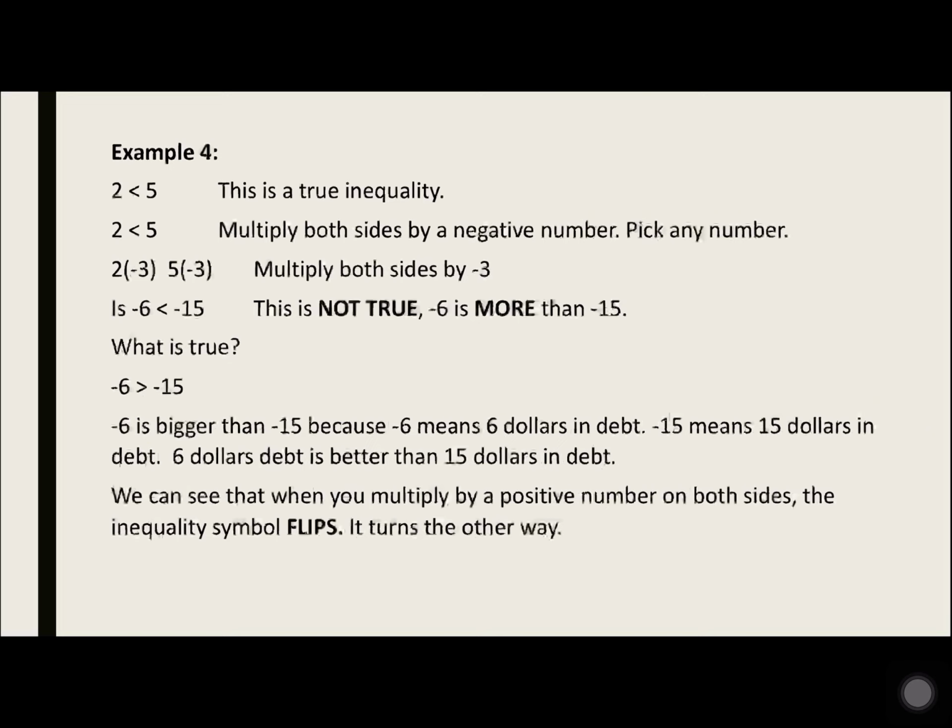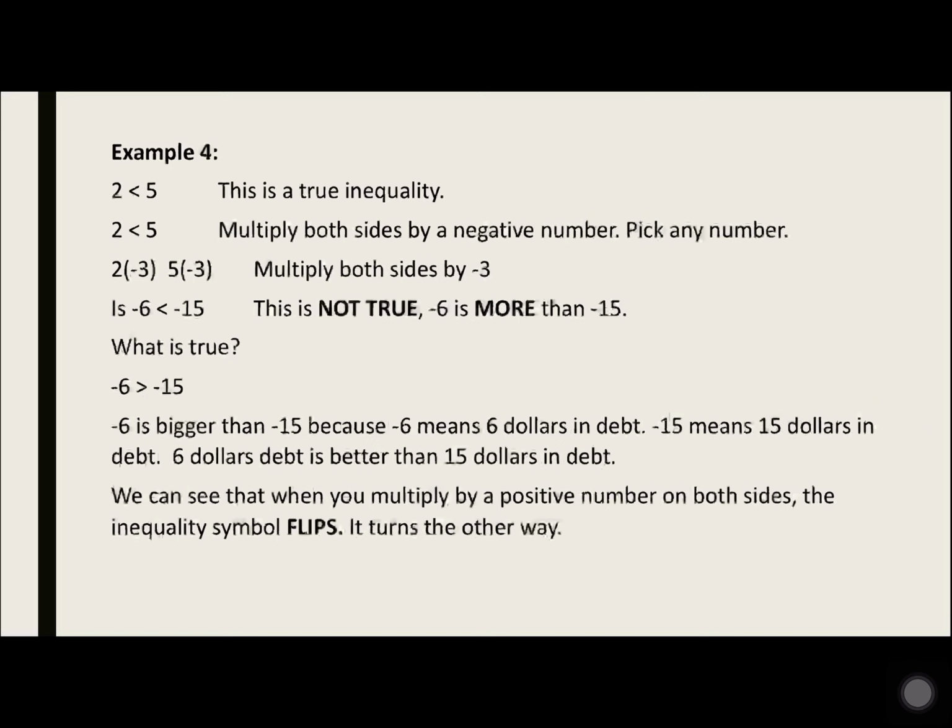Example 4. 2 is less than 5. This is a true inequality. Multiply both sides by a negative number. Pick any number. 2 times negative 3 is negative 6. 5 times negative 3 is negative 15. Is negative 6 less than negative 15? This is not true. Negative 6 is more than negative 15.